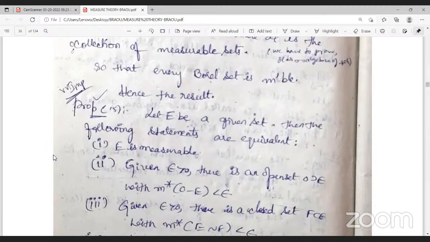Definition of G delta sets: countable union of open sets. Correct? Verified. Okay sir. F sigma set, closed. Countable union of closed sets. Correct? Okay, correct.